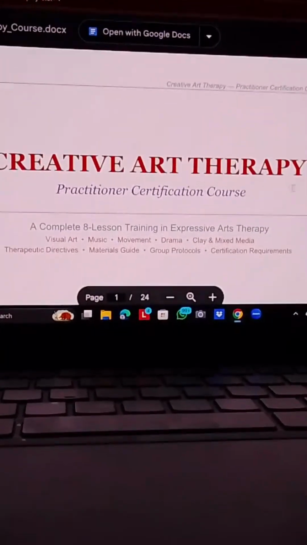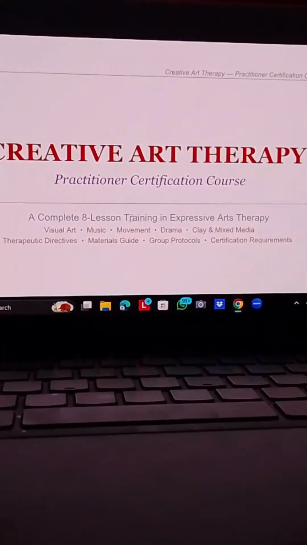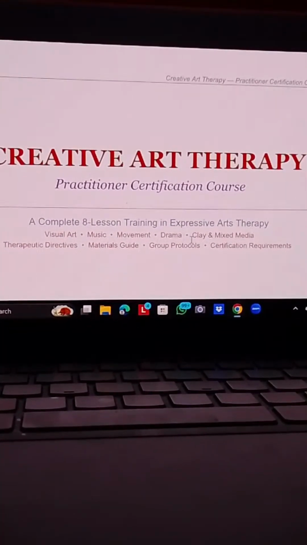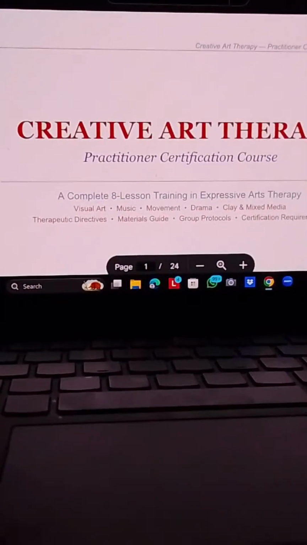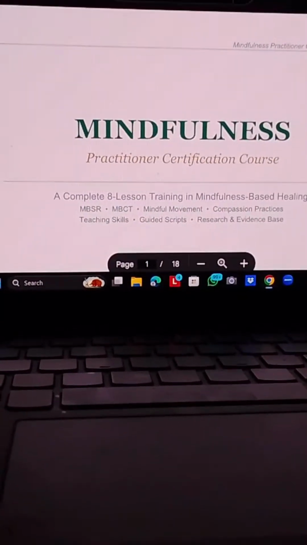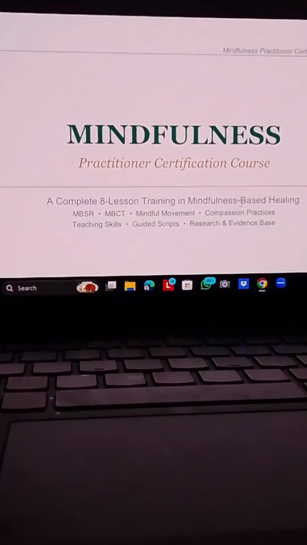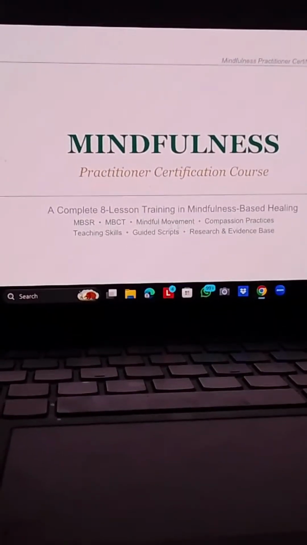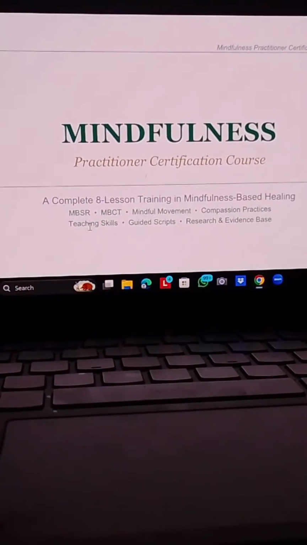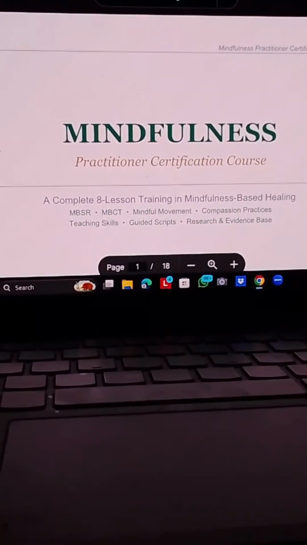Looking at the next one, creative art therapy, there's a complete 8-lesson training in expressive arts therapy, visual art, music, movement, drama, clay, and mixed media, therapeutic directives, materials guide, group protocols, and certification requirements. Next, in mindfulness, you'll be seeing about this complete 8-lesson training in mindfulness based healing, MBSR, MBCT, mindful movement, compassion practices, teaching skills, guided scripts, research, and evidence based.